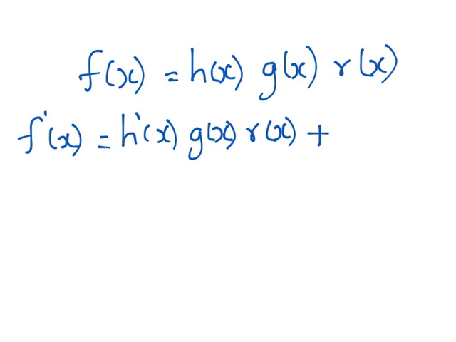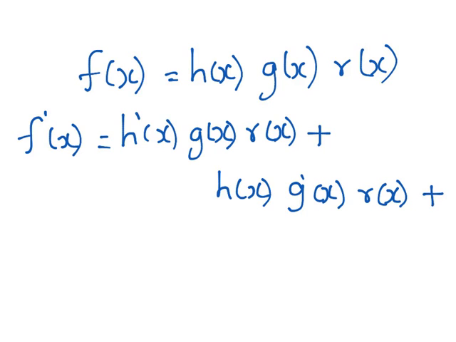plus second term will be h of x multiplied with g dash of x multiplied with r of x, and the final term is h of x multiplied with g of x, which is multiplied with r dash of x. So as you can see, it's quite simple. It has three terms. First term has the derivative of the first function, the remaining two terms as it is. Second term has the derivative of the second function, and the third term has the derivative of the third function. Okay, let us see an example.